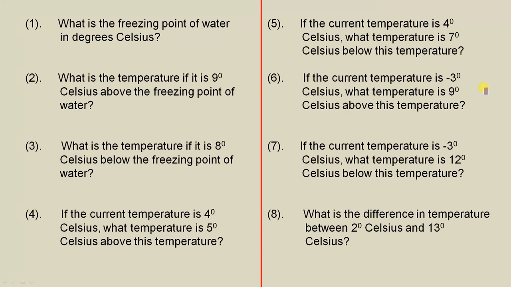If the current temperature is minus 3 degrees Celsius, what temperature is 9 degrees Celsius above this temperature? If the current temperature is minus 3 degrees Celsius, what temperature is 12 degrees Celsius below this temperature?